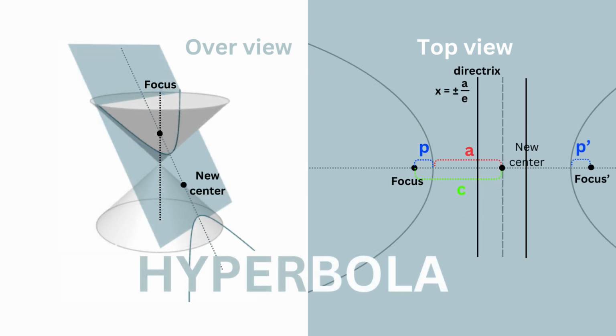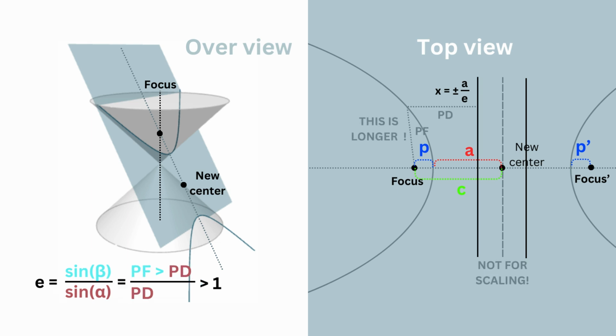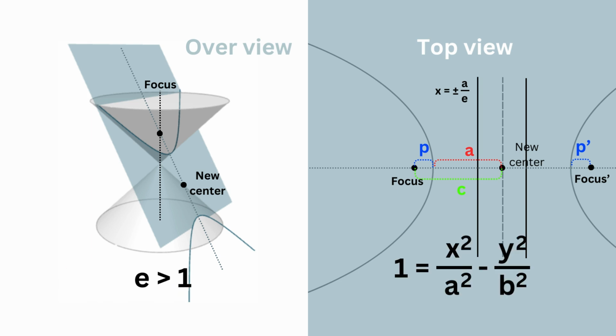Hyperbola. Angle beta is larger than alpha. Sine of angle beta is larger than sine of alpha. Line PF is larger than PD. Line c is longer than a. The equation is radius squared equals x squared divided by a squared minus y squared divided by b squared.